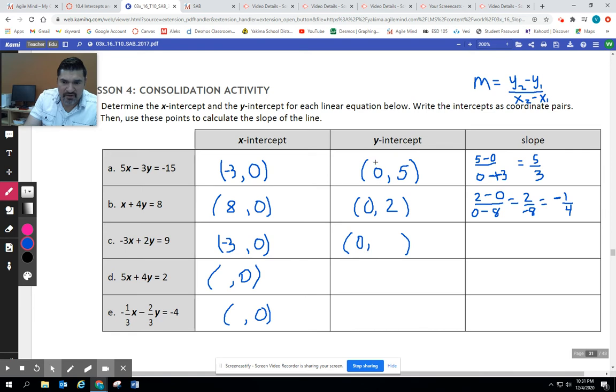Right? And then over here, remember the x value is going to be 0. And we have to find the y value for the y-intercept. Okay? That's what we're doing. We're finding the y value when we're looking for the y-intercept. So x is 0. This is going to disappear. So I have 2y equals 9. Okay?